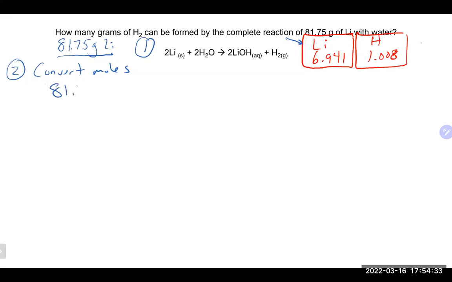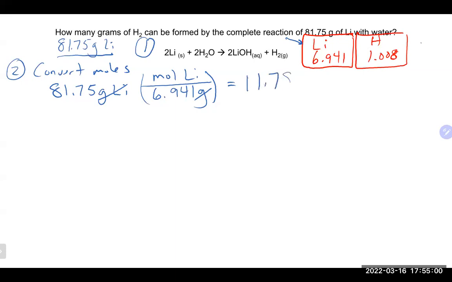We want to take what they gave us, which in this case was already in grams, which makes it a little bit convenient. We're going to use the molar mass from the periodic table. Opposites cancel, so we do need the grams on the bottom, basically dividing. The grams here will cancel, and that gets us 81.75 divided by 6.941, and we'll call it 11.78 moles of lithium. So that's the second step. We're in moles, and the reason we need to do that is for the third step that we need to do.